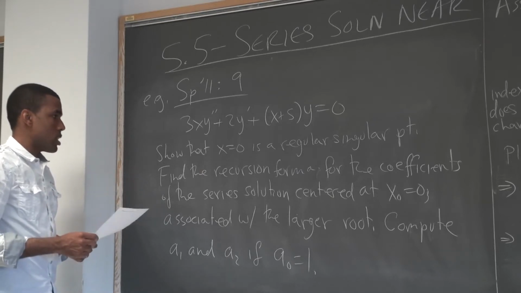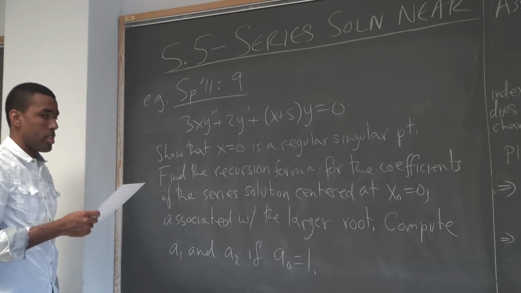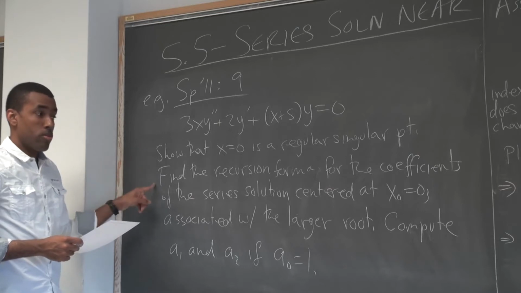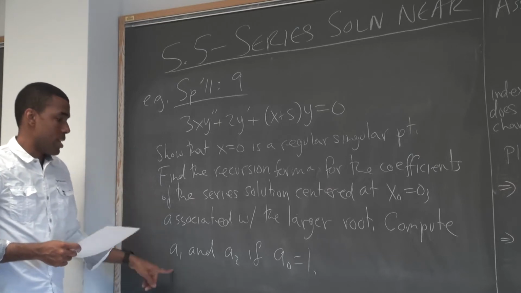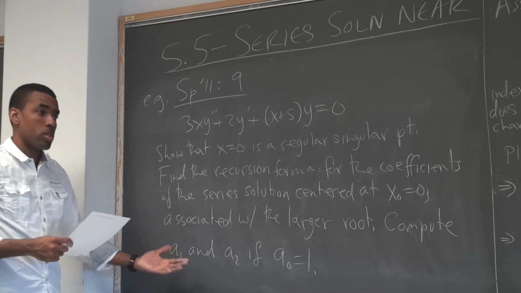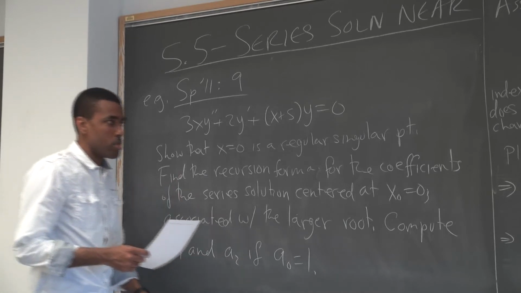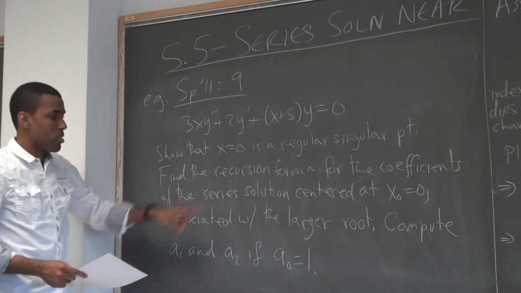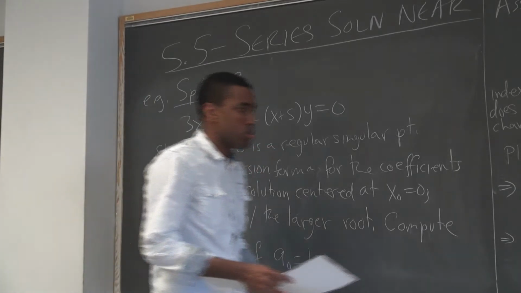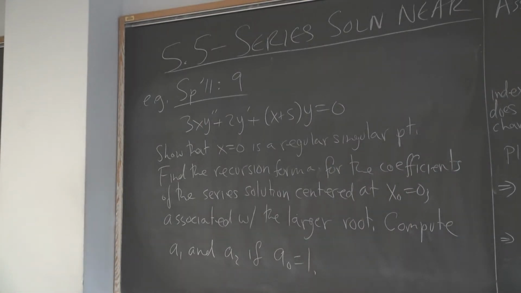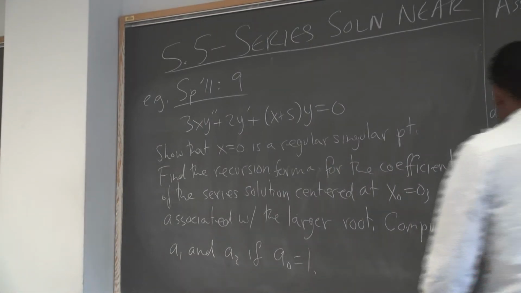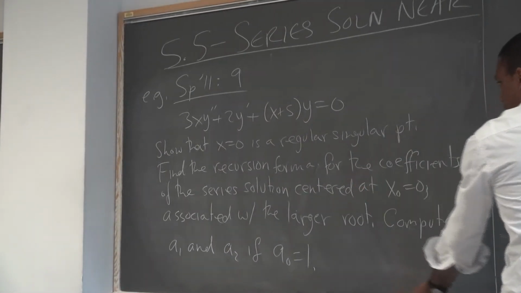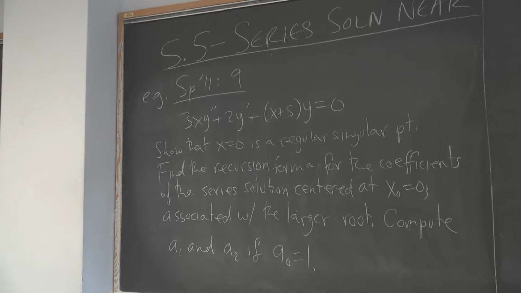So if you read the instructions carefully here, they never actually asked us to give them the series solution. They asked us to show it's a regular singular point, find the recurrence formula, and only find A1 and A2. Sometimes they'll ask for the full solution, sometimes they won't. Make sure you read the problem carefully, especially if they ask you for a lot of stuff, like here they're talking about singular points and then the recurrence formula. They might not ask you for the whole solution, but read carefully to be sure. Of course, if you did all this, you would be able to find the solution anyway.